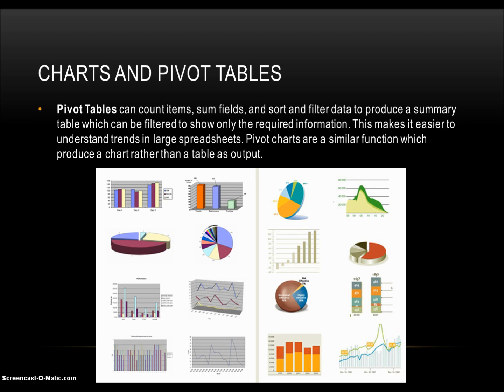Pivot tables can count items, sum fields, and sort and filter data to produce a summary table which can be filtered to show only the required information. This makes it easier to understand trends in large spreadsheets. Pivot charts are a similar function which produce a chart rather than a table as an output. And here you have an example of many of the different charts that you can create using Microsoft Excel.